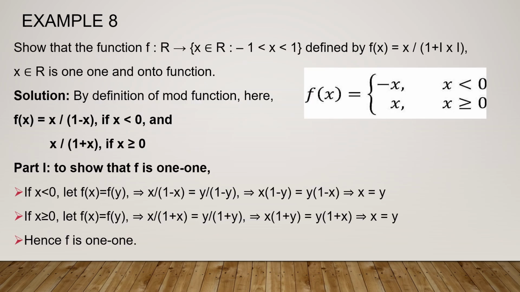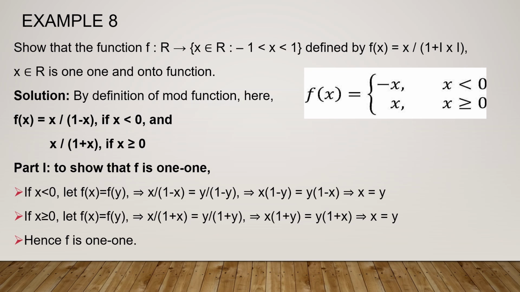Show that the function f from R to the set of all elements x belonging to R such that x is between minus 1 and 1, defined by f(x) is equal to x upon 1 plus mod x, x belonging to R, is one-one and onto. This is what we have to show. First, we will define the mod function. Mod function means it gives minus x if x is less than 0 and it gives x if x is greater than or equal to 0. For example, mod 3 is 3, but mod of minus 3 is minus of minus 3, which is 3. So this is the definition of the mod function.